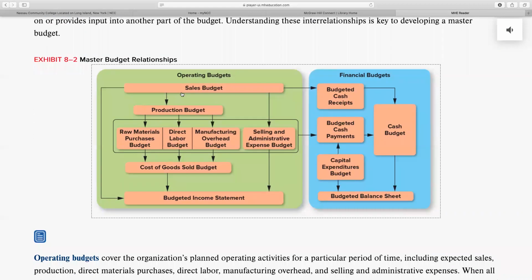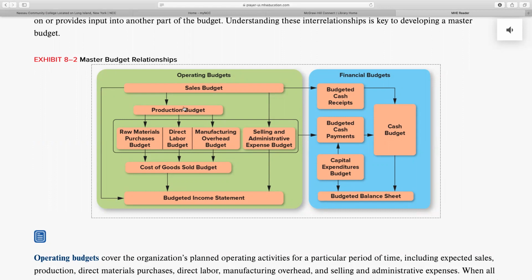Budgets have to start with a sales budget. For a sales budget, we go to the sales department, the marketing department, and we ask them, what do you think you're going to be able to sell? How many units of product are you going to be able to sell? Once we come up with that number, all the other ones fall into place.